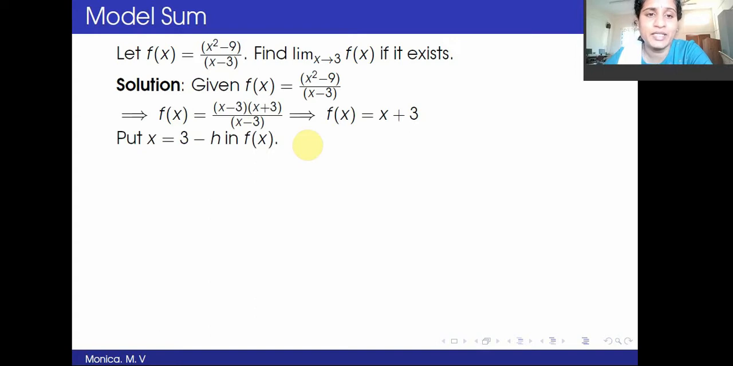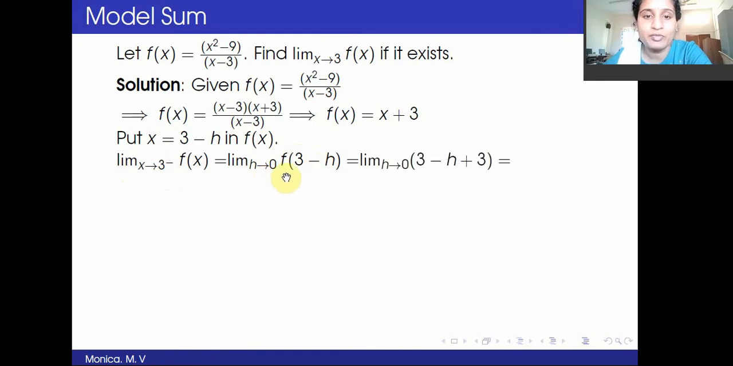Now we will find the left hand limit. The point I am given is 3, so I will have to substitute x equal to 3 minus h in f of x. Limit x tending to 3 minus of f of x is equal to limit h tending to 0 of f of 3 minus h. What is f of x? x plus 3, with x replaced as 3 minus h. So it becomes 3 minus h plus 3.